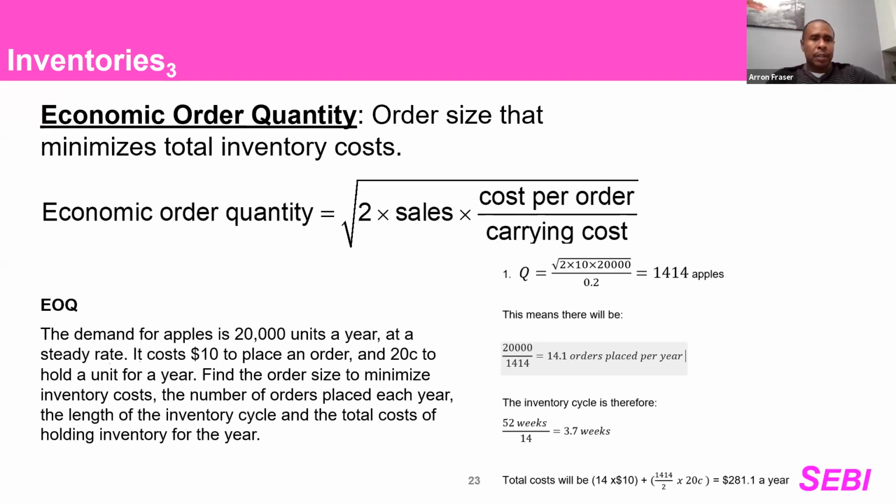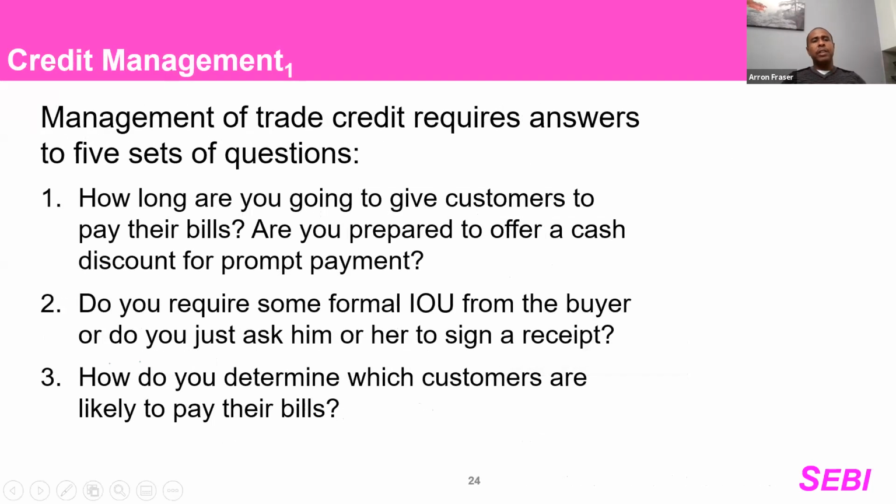All right, so that's it for inventory. Then we look at credit management. So this is management of sales you make on credit, the management of debtors. There are 5 sets of answers that we need to attend to when we look at the management of debtors. The first one is the credit period: how long you would give customers to pay their bills and whether or not you're prepared to offer discount for prompt payment.